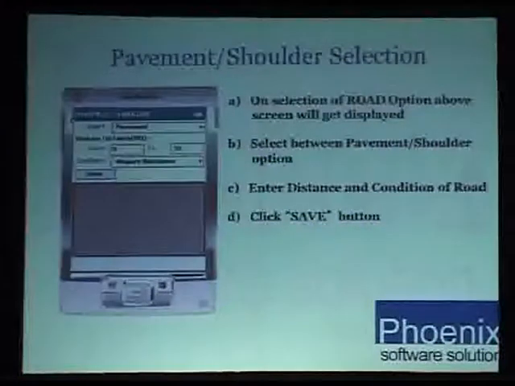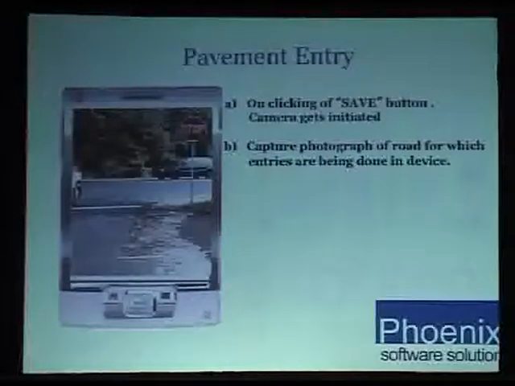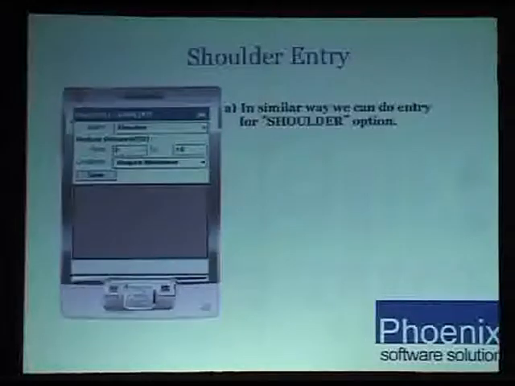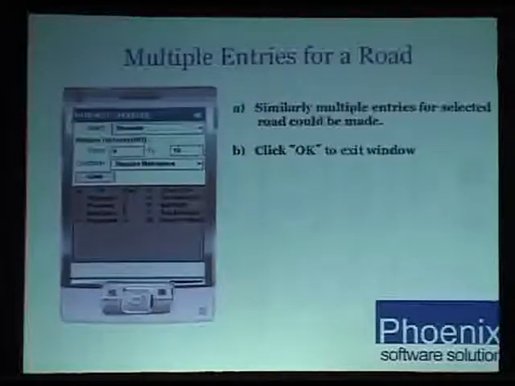Now we put in the distance, from where to where we are monitoring these roads, and what is the condition of the roads. When we save it, the camera gets enabled, and we take the photograph of the roads. Same for the shoulder evaluation. Next. Again, the camera gets enabled, and all the list will come over here.